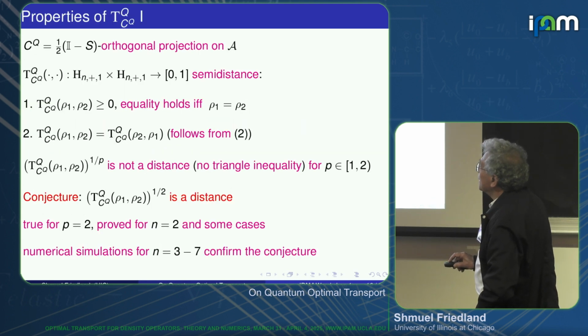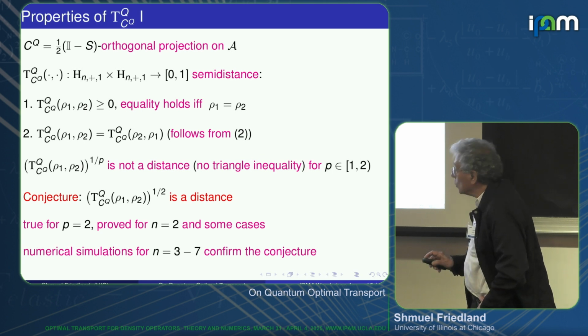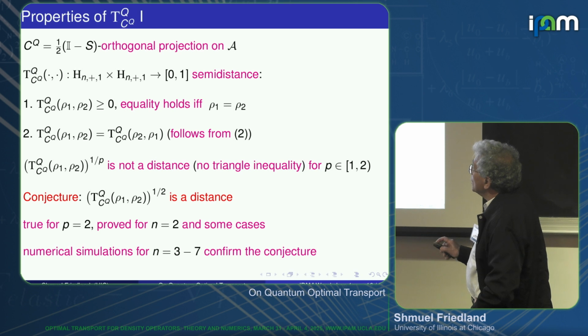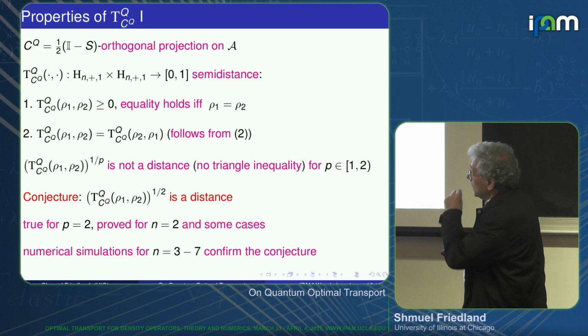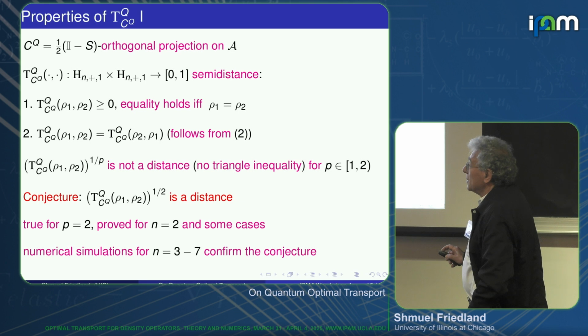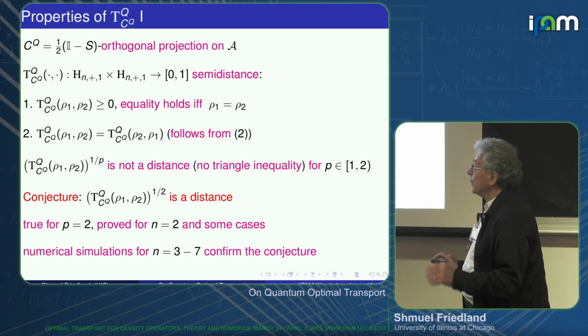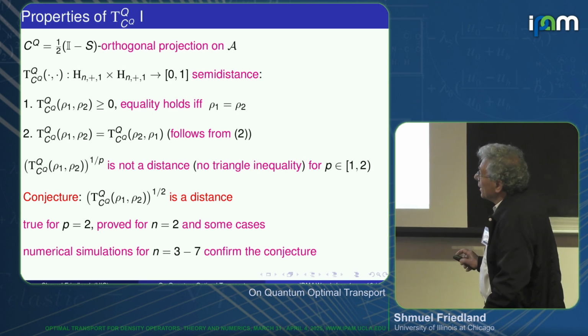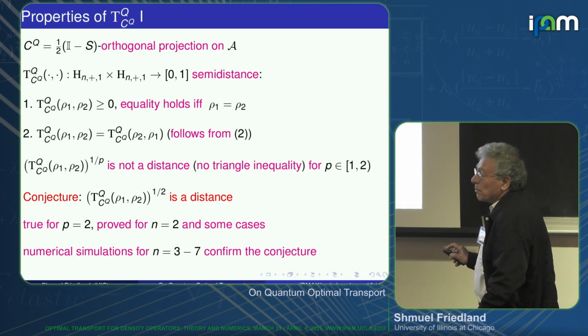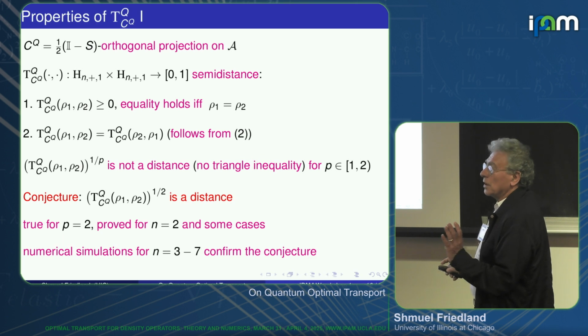Next, we are going to introduce this operator C, which is the identity minus S divided by 2. It's actually the orthogonal projection onto all skew-symmetric matrices. Now you take the optimal transport paired to C, and it's easy to show that this is non-negative. Why? Because C is a projection, so it's non-negative definite, and when you multiply it by a non-negative definite matrix and take the trace, the result is always non-negative.